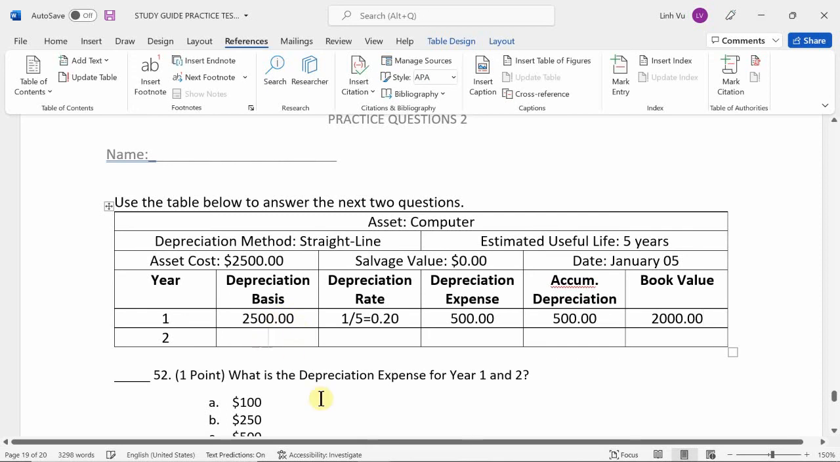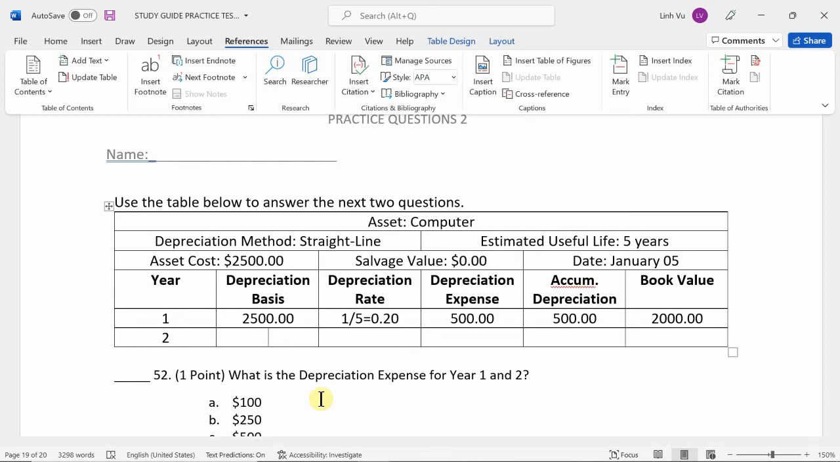The basis is not 2,000, it's 2,500, because in this case this one is using the asset cost minus salvage value. So asset cost of 2,500 minus salvage value of 0 is still going to give you 2,500. What's my rate going to be? 20%. It's going to be the same as well. 1 divided by the estimated useful life will still give you 20%. So my depreciation expense is basis times rate, so it's going to be another $500.